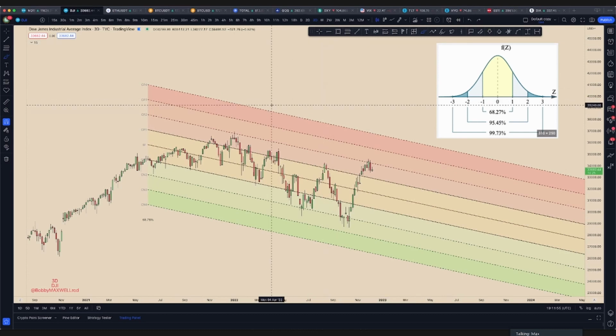Now, what is the trading current? The trading current is a standard deviation regression channel, and it's constantly being repainted as new data comes about. And new data is just new candles. So every time we get a new candle, it's going to shift.